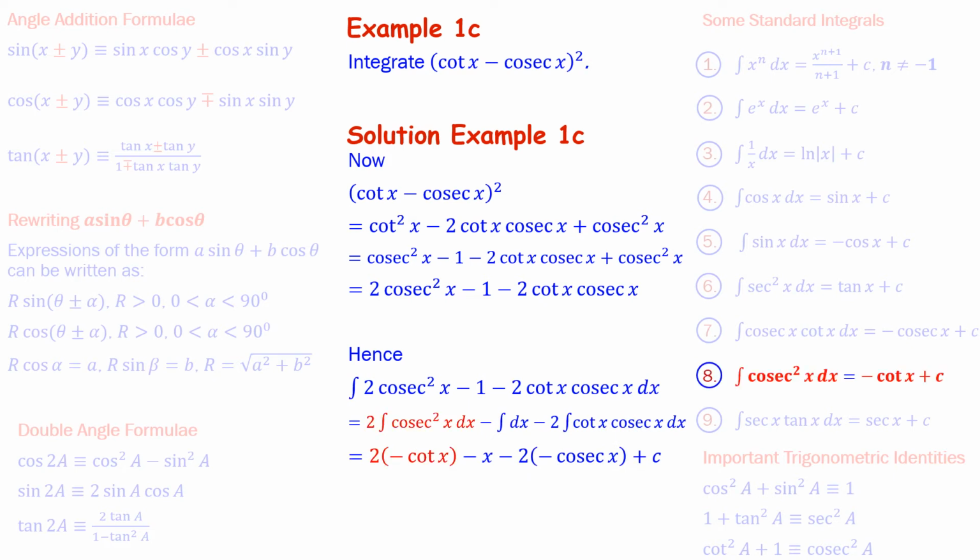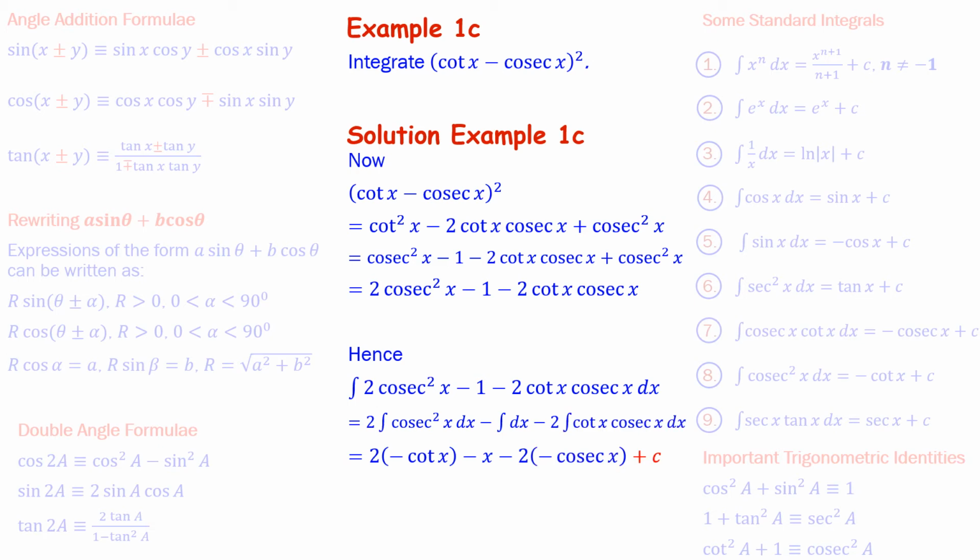And now let's integrate. So the integral of cosec squared x dx is minus cot x. The integral of 1 dx is simply x. The minus 2 is left as it is here. And the integral of cosec x cot x dx is equal to minus cosec x.